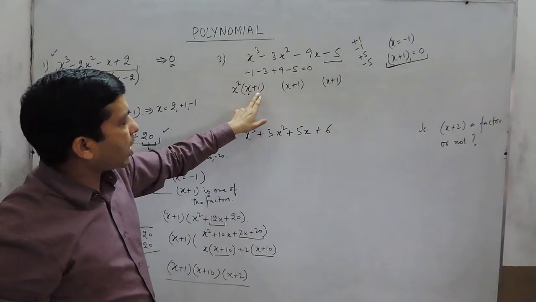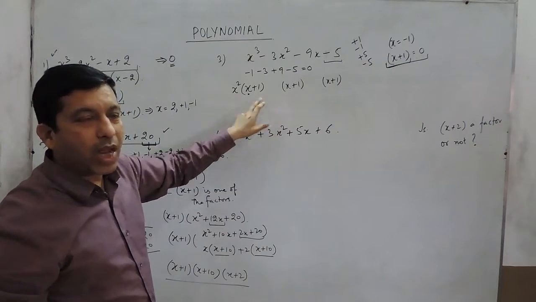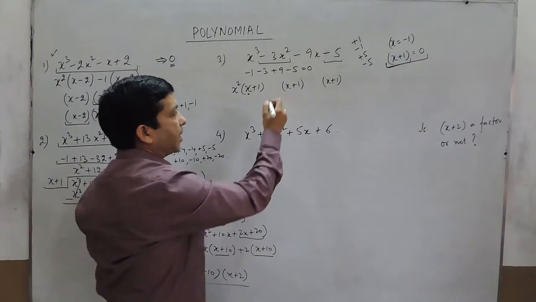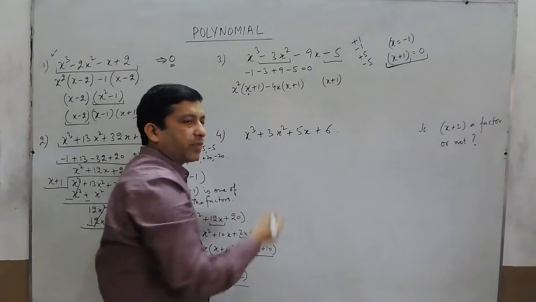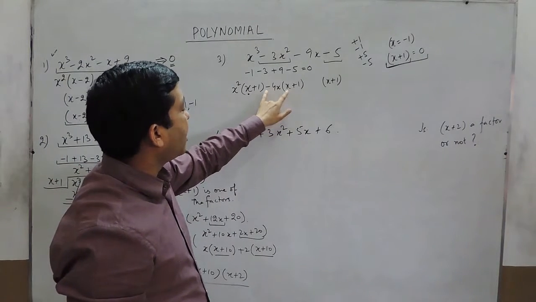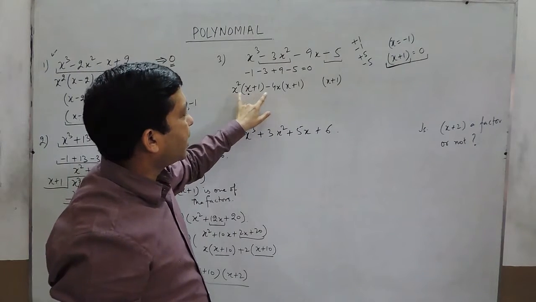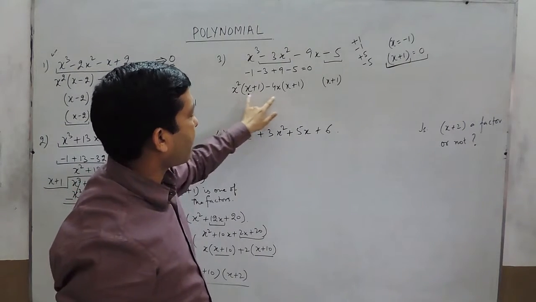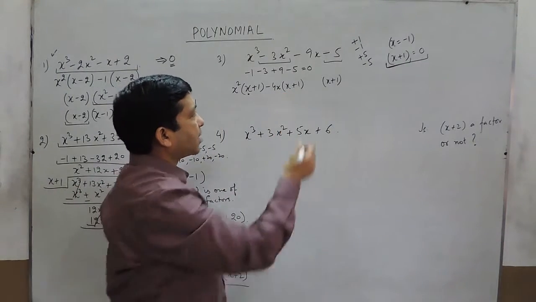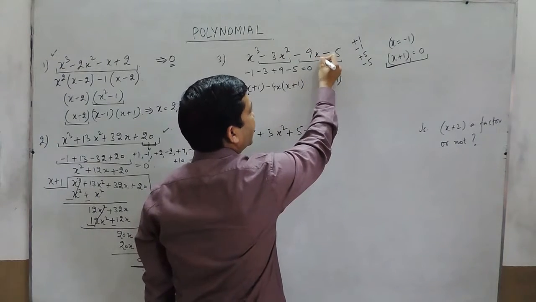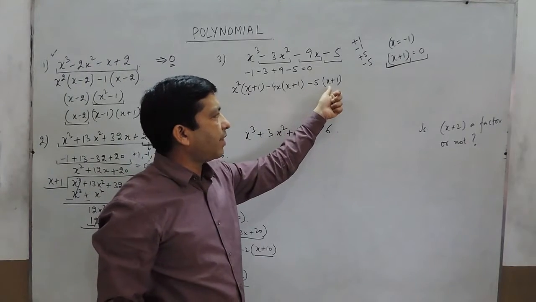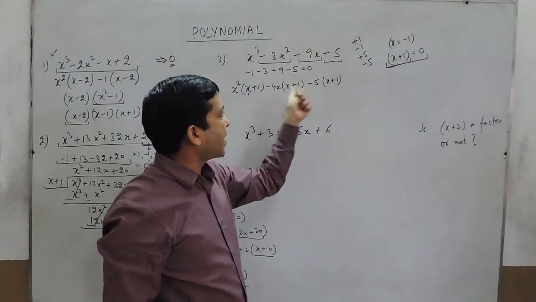When I multiply x square with plus 1, it becomes plus x square. But overall we need minus 3x square. That means if I multiply x with minus 4x, it comes out to be minus 4x square. Already we have plus x square, that means it is minus 3x square. So when we multiply minus 4x with plus 1, it becomes minus 4x, and we need minus 9x. That means multiply minus 5 with x, and it becomes minus 5x, which gives minus 9x actually.